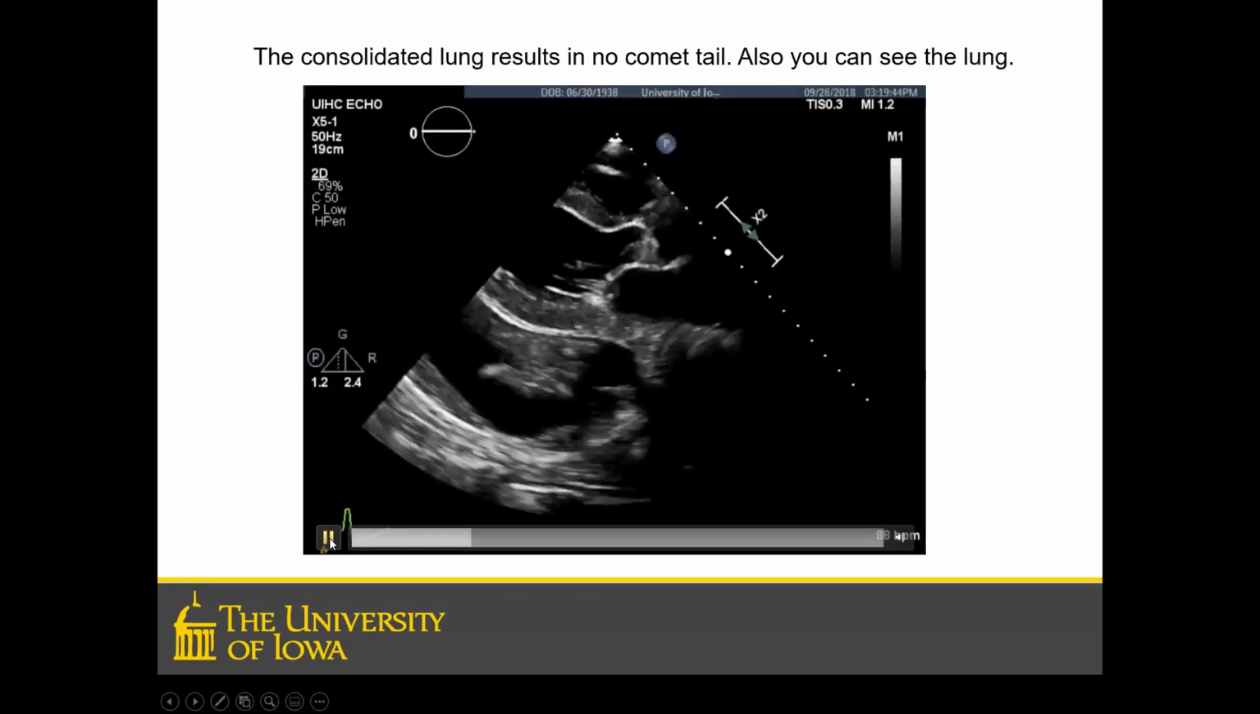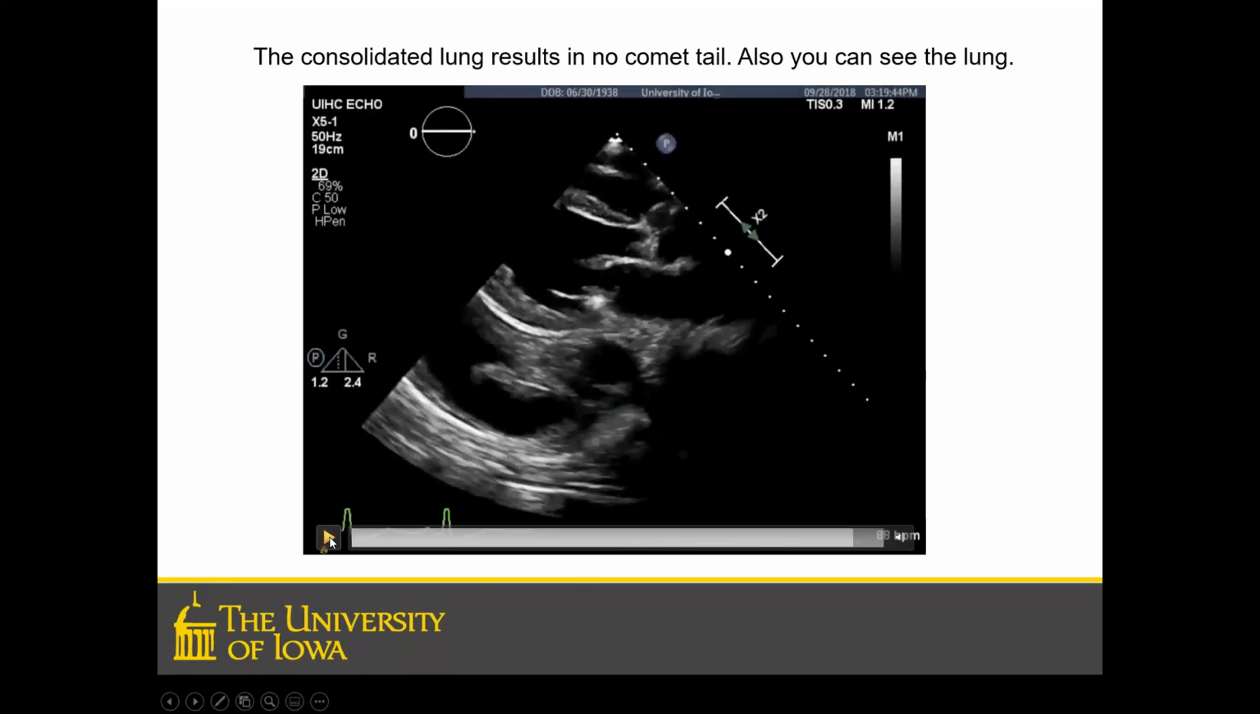Now here's an example of consolidated lung, which I just thought I'd put in to show when the artifact is not there. So this is abnormal. You would expect to see the comet tail artifacts that I just showed you when you have normal lung, and this consolidated lung doesn't create those comet tail artifacts because there's no air here for that sound to be reflecting through. So this is the consolidated lung in this pleural effusion.